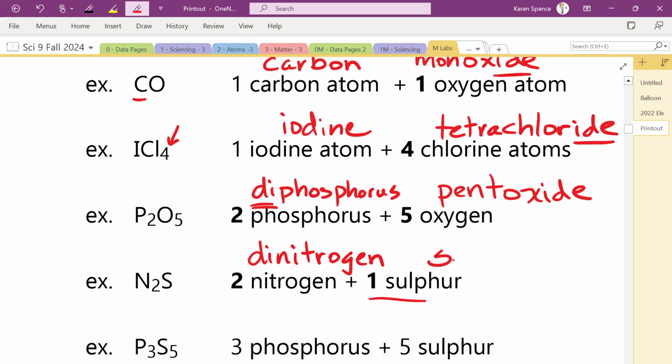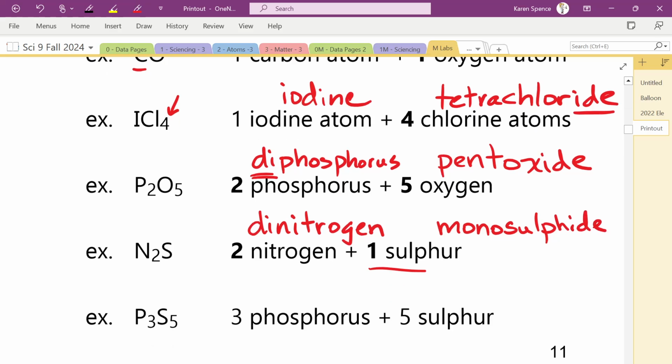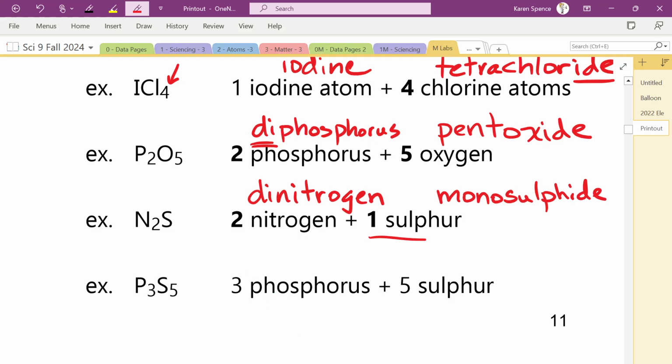1 sulfur. And again, I'm going to pause. Yes? We need to add a mono because remember the second word always needs a prefix. Second word always needs one, so it's monosulfide. Does anyone want to take a guess at what the prefix is for 3? Yes? Tri. So we have triphosphide.